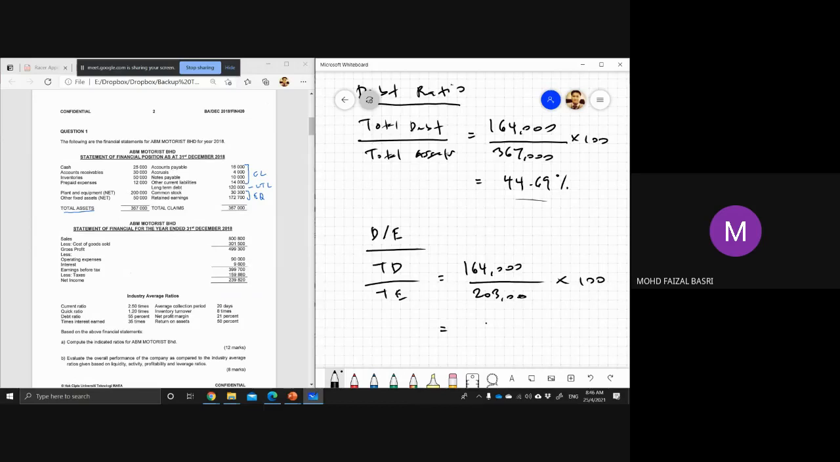So here it is around 80.79%. It's still quite high because it's above the 50% benchmark. But anyway, because we don't have any point of reference, we cannot say anything about the performance of the company with regards to the debt to equity ratio.